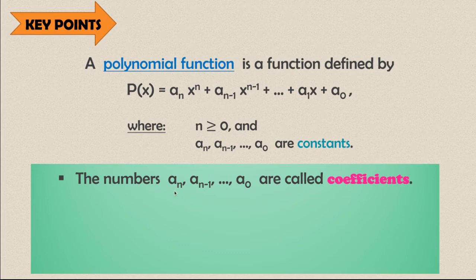Now, among these coefficients, a sub n is called the leading coefficient. Okay? So take note that the polynomial must be arranged in descending powers of the variable. So you have to arrange it in standard form, from the highest power of the variable up to the lowest power. And then after arranging, you can now get the leading coefficient.